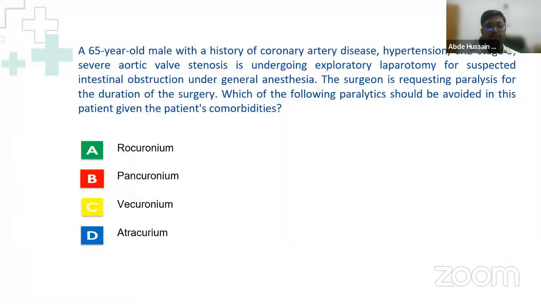So your case, a 65-year-old male with a history of coronary artery disease, hypertension, CKD stage 3, severe aortic valve stenosis is undergoing laparotomy for suspected intestinal obstruction under general anesthesia. The surgeon is requesting paralysis for the duration of the surgery. Now, which of the paralytics should be avoided in this patient, given the patient's comorbidities?